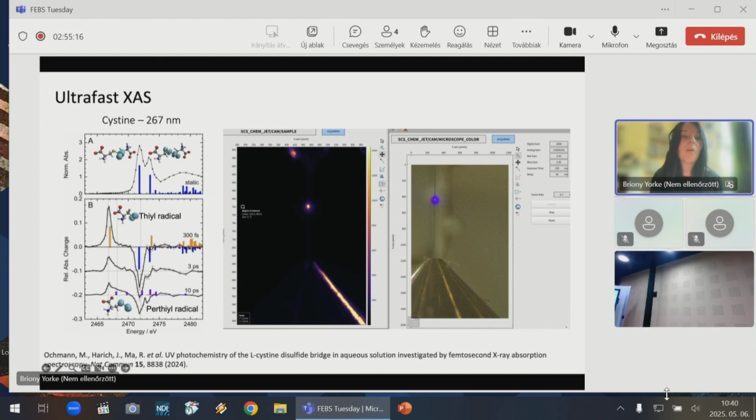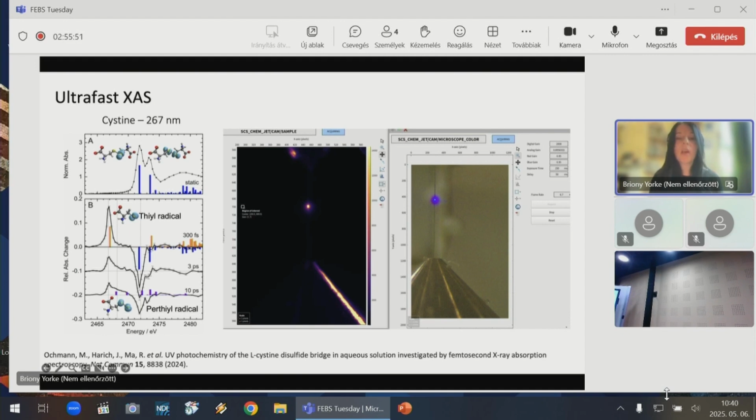So here in our first spectrum, we have the static spectrum. We can see our disulfide bond peak here. And then after exposure at 267 nanometers at 300 femtoseconds, we see the formation of our thiol radical very quickly. And then after 10 picoseconds, we seem to see rebinding, but then breakage of the C-S bond and a perthiyl radical formed.